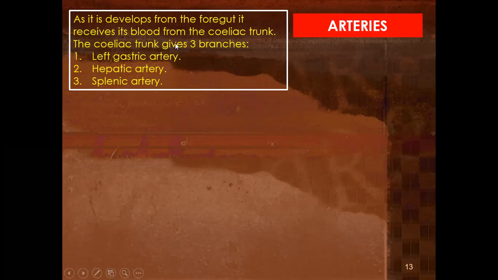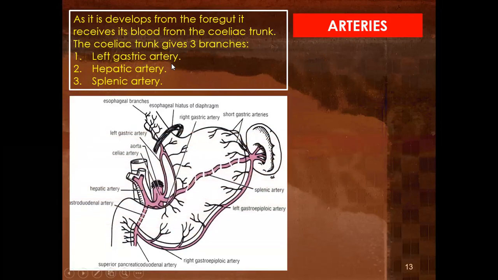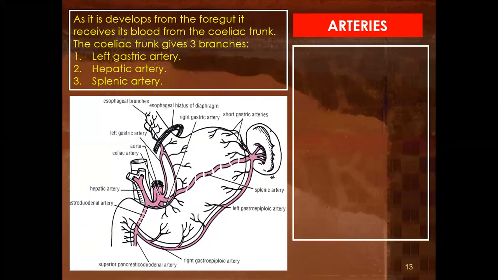So this celiac trunk gives three branches. If you can see here, the one is the left gastric artery. This is the celiac artery, which gives a branch called the left gastric artery. Then the second is the hepatic artery, which goes to the liver. The third is the splenic artery, going to the spleen. These are the three branches from the celiac trunk: left gastric artery, splenic artery, and the hepatic artery. Okay, so all these three branches will be giving multiple branches to the stomach.